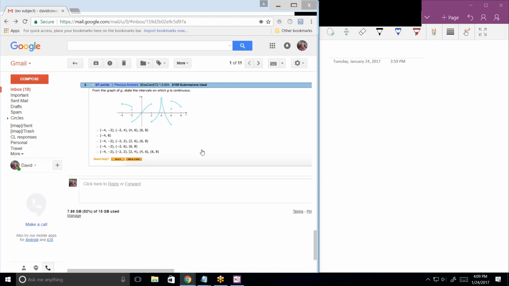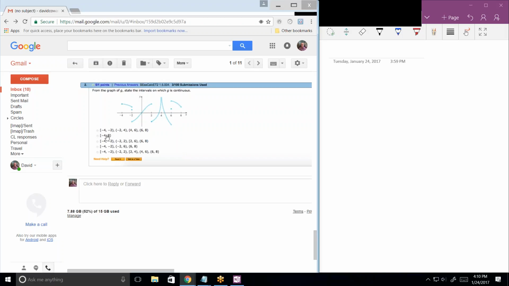Okay, number 2. State the intervals on which the function g is continuous. I like the way they call it g, but they label the vertical axis y. They should have labeled the vertical axis g of x. So let's see. I guess we can just go through these one by one, right?